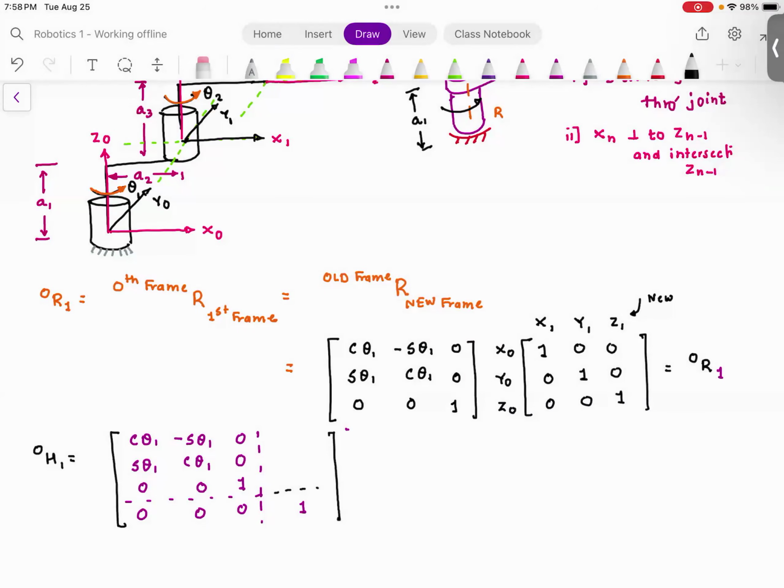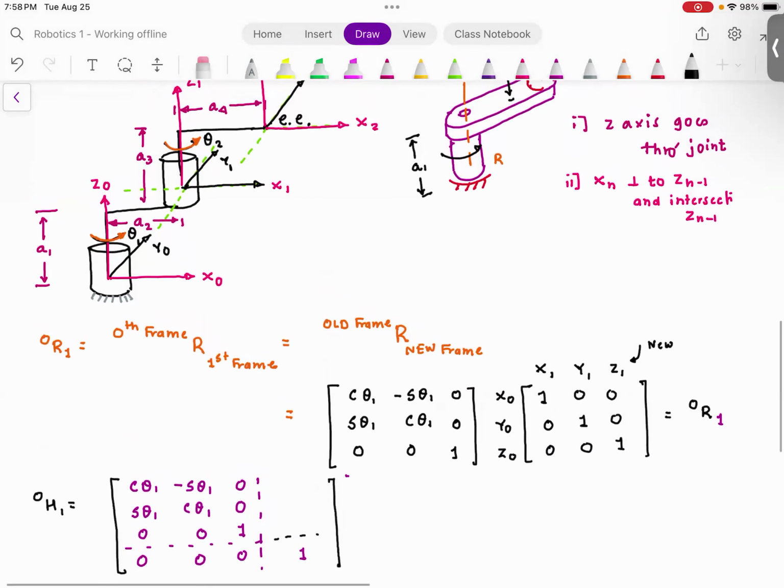Look at these two frames and observe there is a translation by A1 in the Z direction, and there is a translation by A2 in the X direction. There is no translation in the Y direction. Do you agree with me? The way I have drawn the figure, there is translation in Z direction, there is translation in the X direction, but there is no translation in Y direction. Now, it is extremely important.